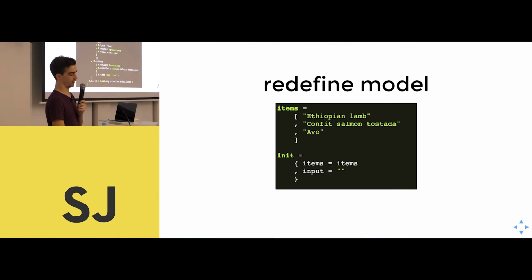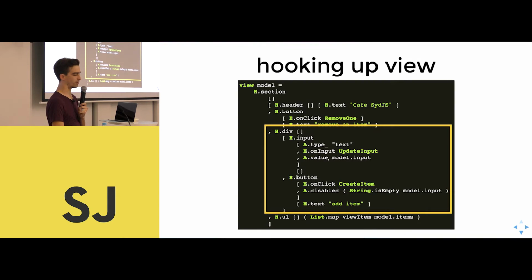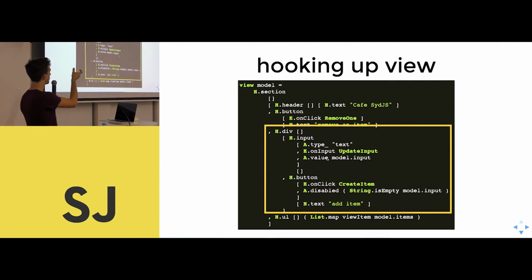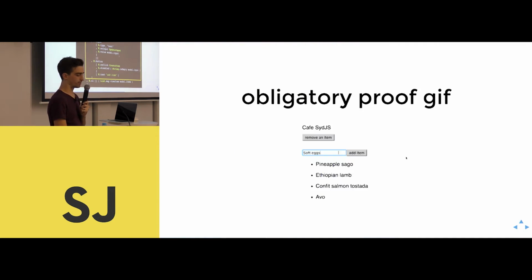And then in the view, it's getting kind of big and ugly now, but this is the part that matters. We have an input, and on input, we update input, and the value is being tracked by that current input value in our model. And then we have a button that is nicely disabled whenever the string is empty, so it kind of like reacts to what the state of the thing is. And when you click it, we create the item.